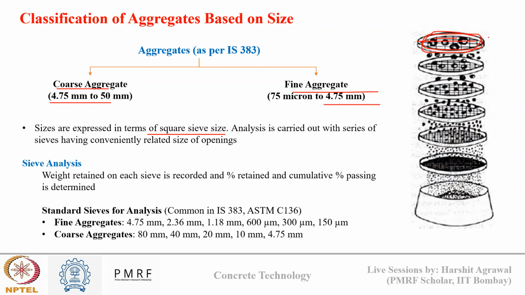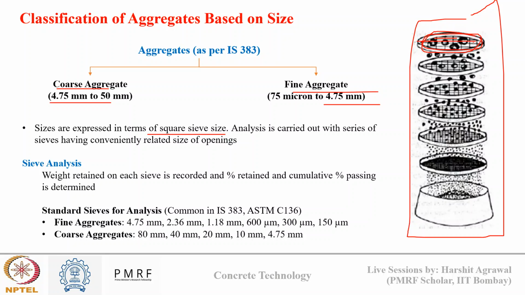Okay, so we can see here the set of sieves. The topmost sieve has the biggest opening. Then as we go down from top to bottom, the size of the opening in these square sieves is decreasing. So the topmost sieve has the largest opening while the bottommost sieve has the smallest opening, and at the base we have a pan. When we classify aggregates based on size, we pour aggregates at the top, and these sieves arrange aggregate in descending order of their size.